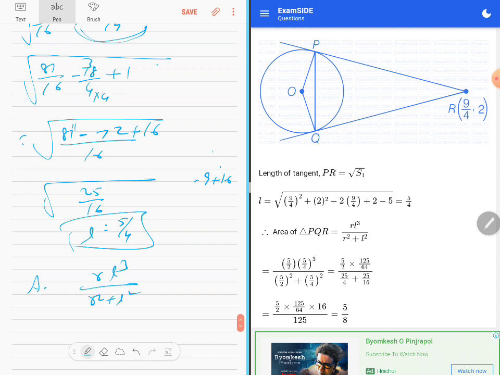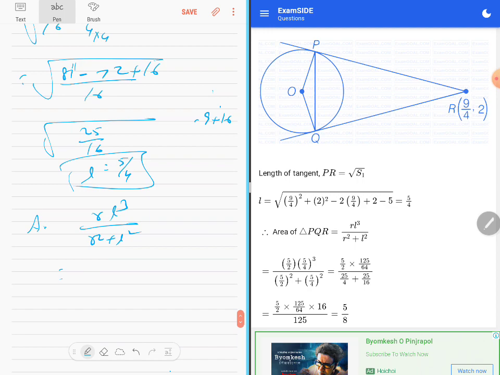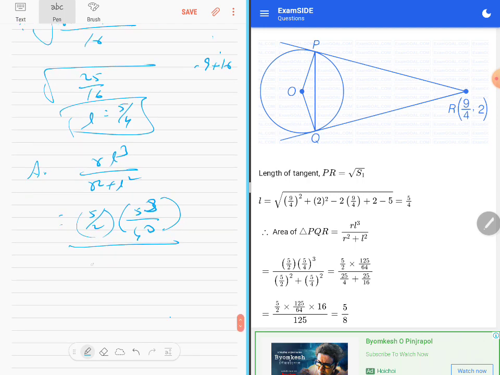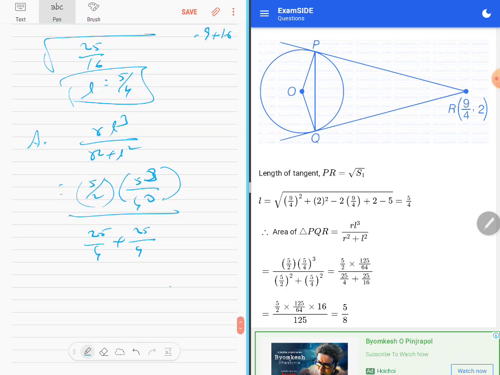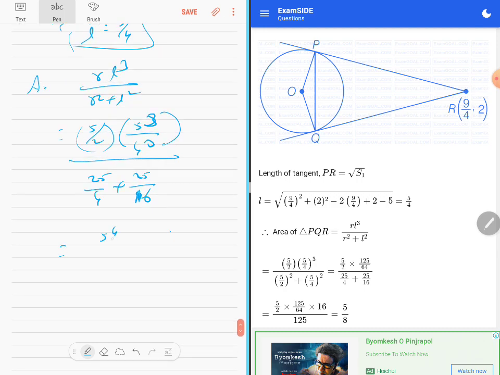R square plus L square. So R itself, I think I found R to be 5 by 2. Initially itself I found R to be 5 by 2. Into L cube is 5 cube by 4 cube, by R square plus L square. 25 by 4 plus L square is 25 by 16. R is 5 by 2, so R square is 25 by 4. So it will be 5 to the power 4 by 4 to the power 3 into 2, by LCM 16, 125 by 16.